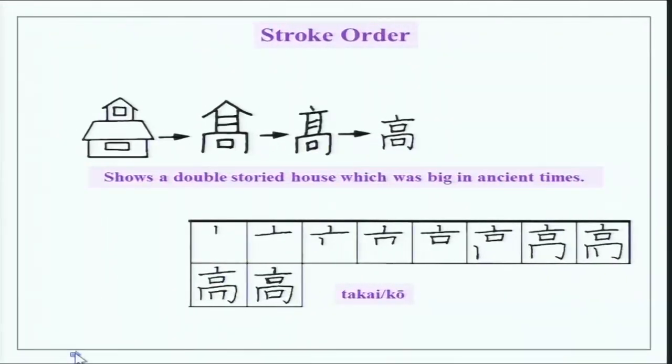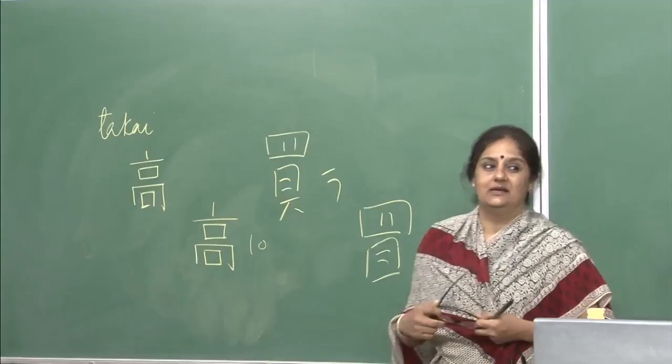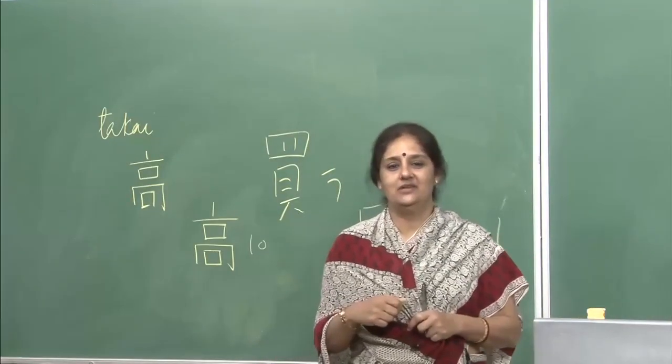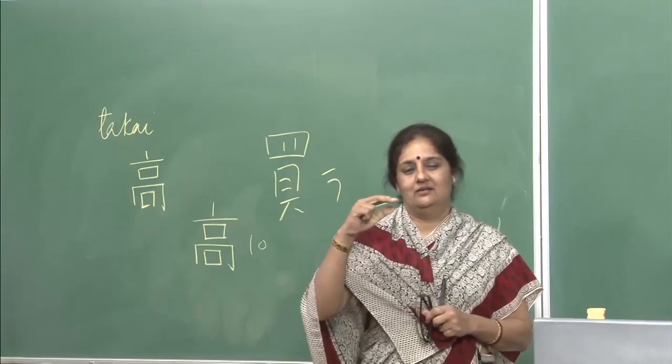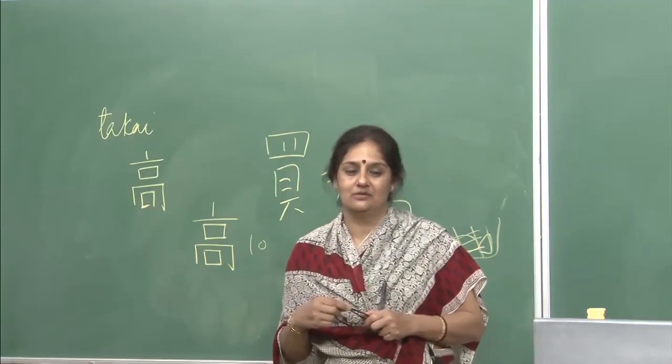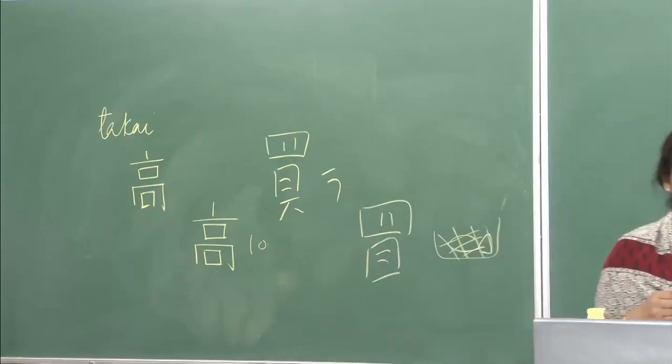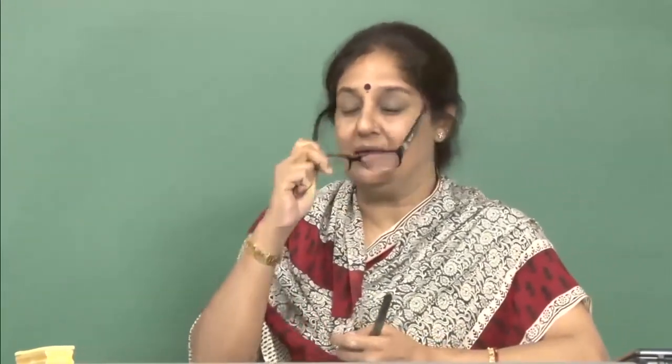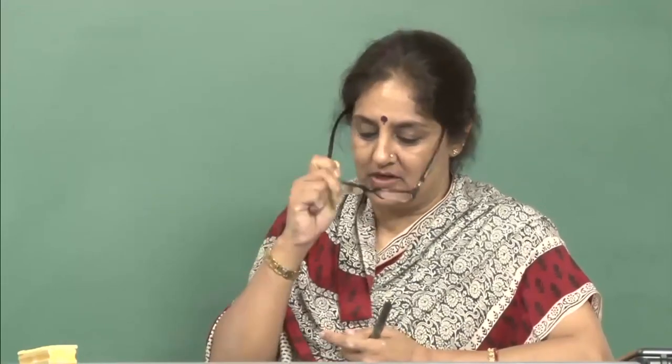Then we have takai, and you can see from the house here how takai has come into being. Well, in olden times, generally huts were there, and anybody having a room on top of the house would be considered a big house. So, well, that is how takai came into being. A double storied house was considered very, very big, large in ancient times. So, that is how takai, height or expensive, came into being. The stroke order is given over here.